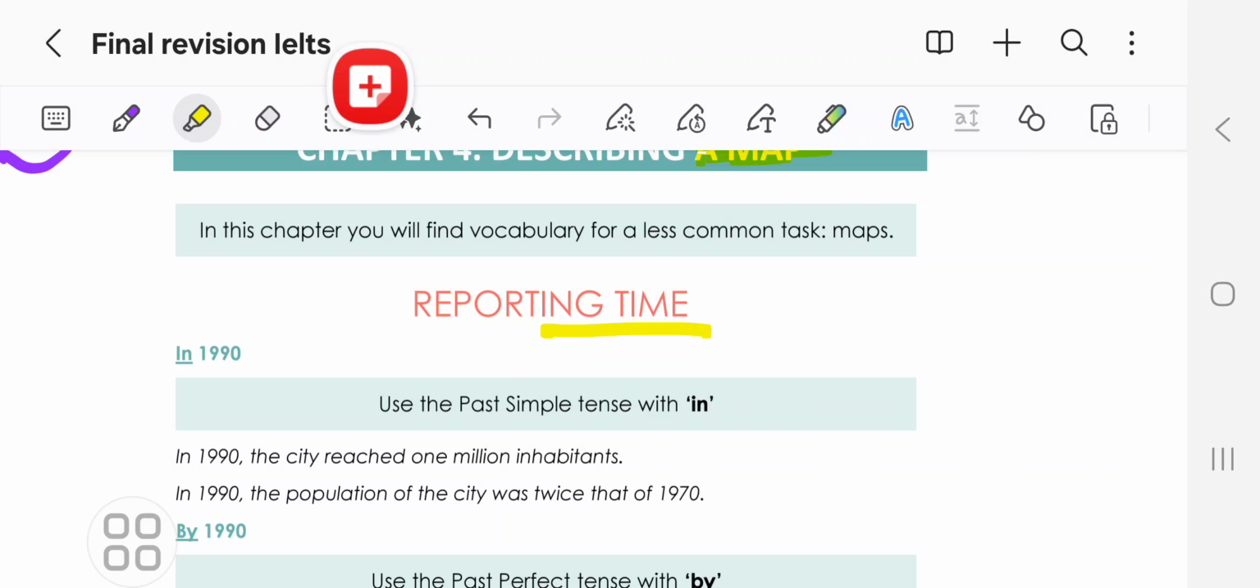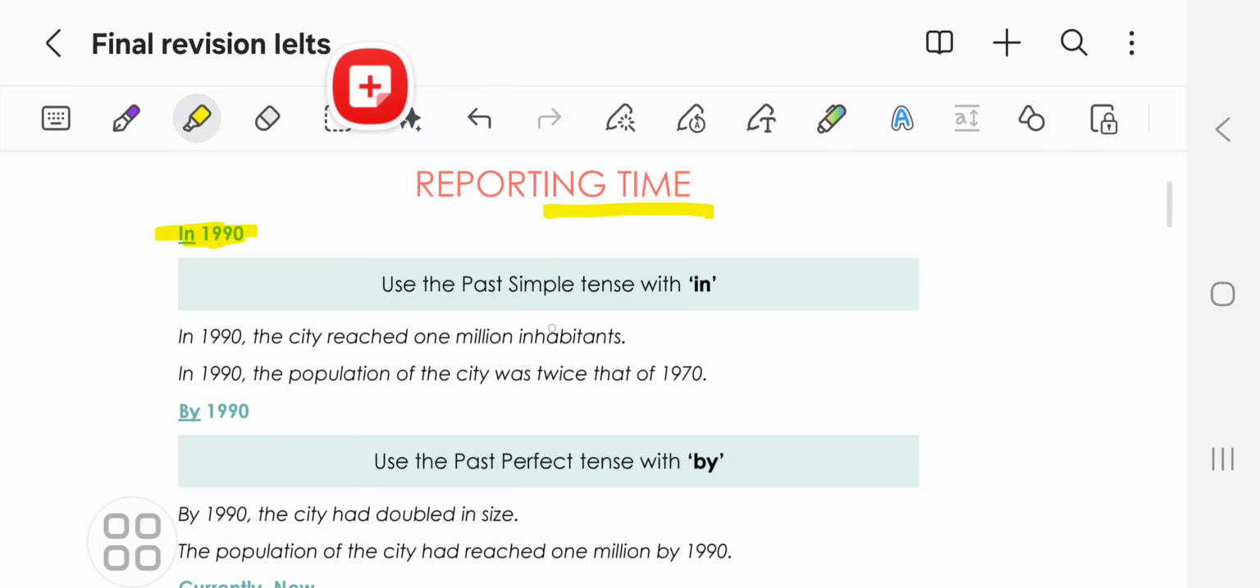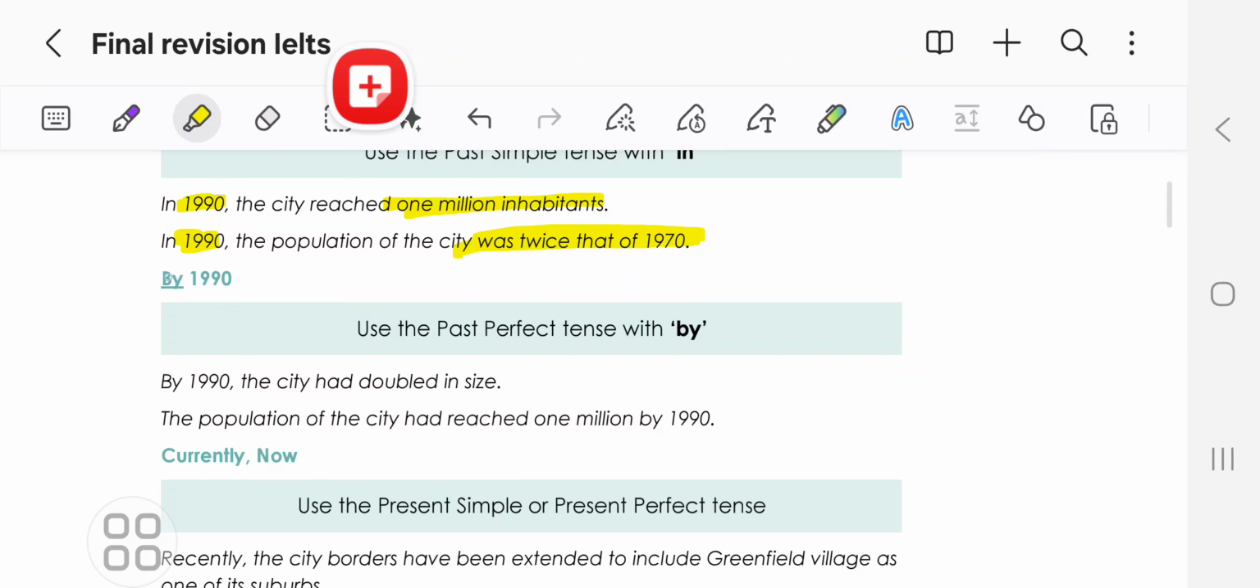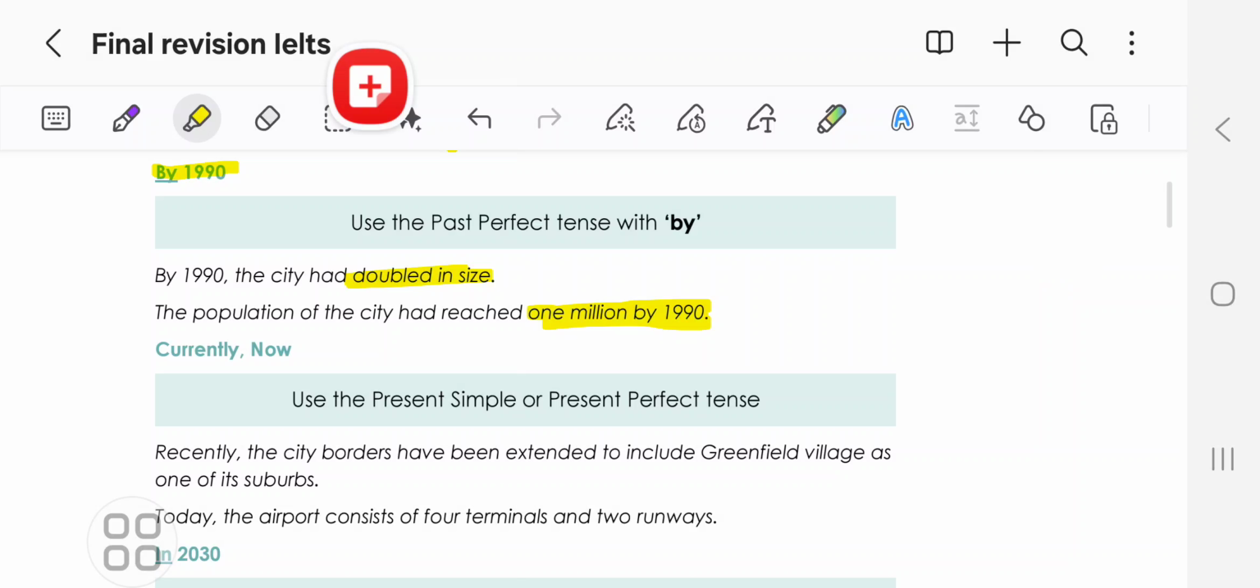Okay, so reporting time is very important. In 1930, it is basically past simple tense. In 1990 the city reached 1 million inhabitants. The city was twice that of 1970 by 1990. Okay, past perfect tense means in 1990 the city had doubled in size. The city population had reached 1 million by 1970. Okay, like that. So perfect tense means we are sure this thing happened.